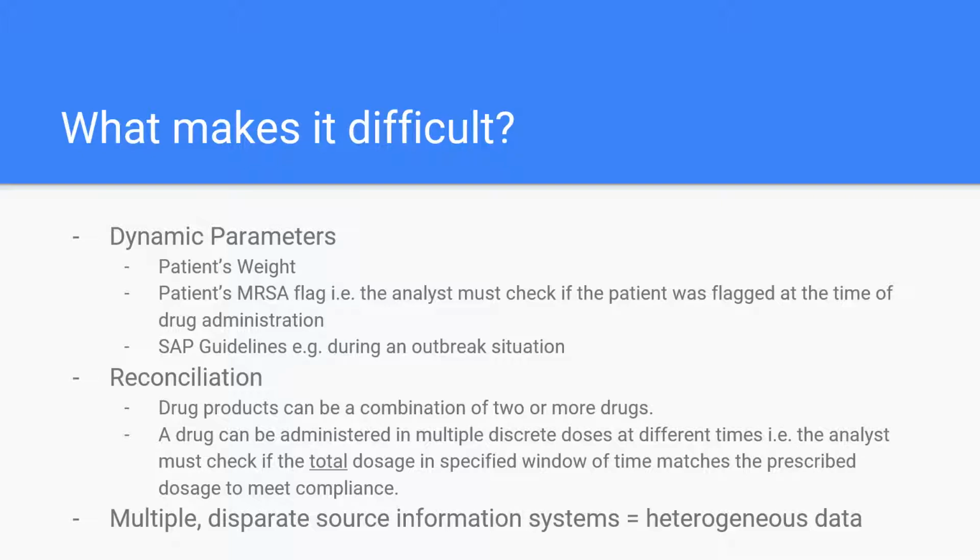Then reconciliation. Now, drug products can be a combination of 2 or more drugs. They can also be administered in smaller doses. So the analyst must then go and check if the total dosage in a specified window of time matches the prescribed dosage to meet compliance. And lastly, and this is the issue at most DHBs, you have multiple disparate source information systems. This means your data doesn't really connect, and you're left with a heterogeneous data set.